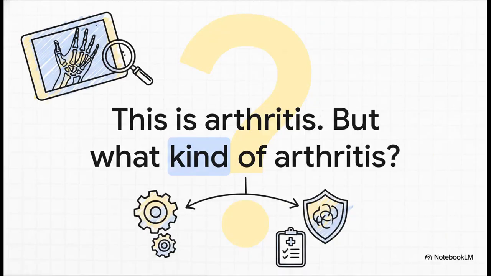Okay, take a look at this. It's pretty obvious this is arthritis. But here's where the real mystery begins. Arthritis isn't just one thing. It's a huge umbrella term for over 100 different conditions. So, is this just from years of wear and tear? Or is the body's own immune system actually attacking itself? Getting this right, well, it's absolutely critical.